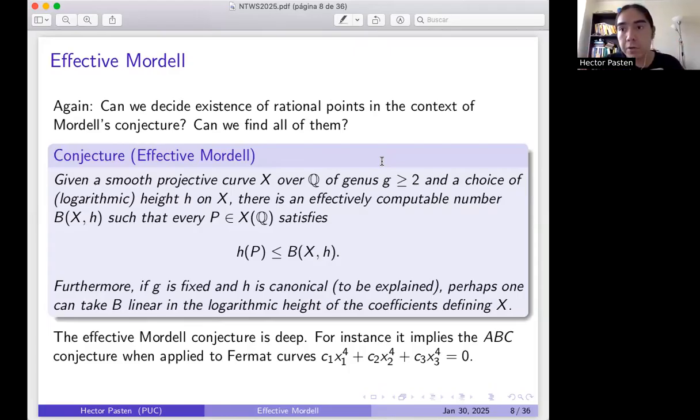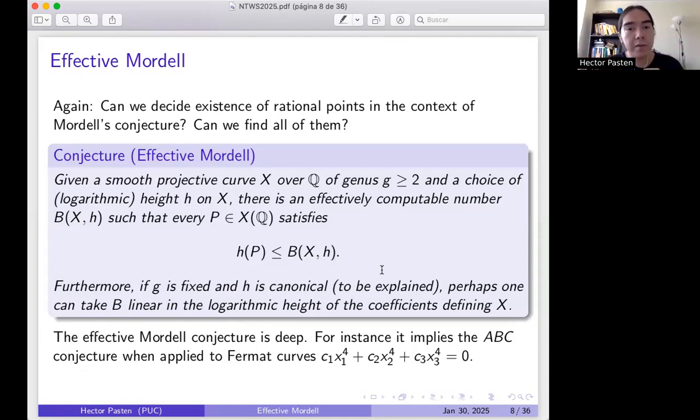And you can get more ambitious. There is a stronger version of the conjecture, which is written below the equation here. It says that maybe if I fix the genus and my height is canonical in some sense, then the height of the rational points can be bounded linearly in the logarithmic height of the curve. So the logarithmic height of the curve can be thought of as the Faltings height of the Jacobian, or if you prefer something in more elementary terms, you write down equations for your curve, and they have coefficients, and you keep the height of those coefficients, the logarithmic height.